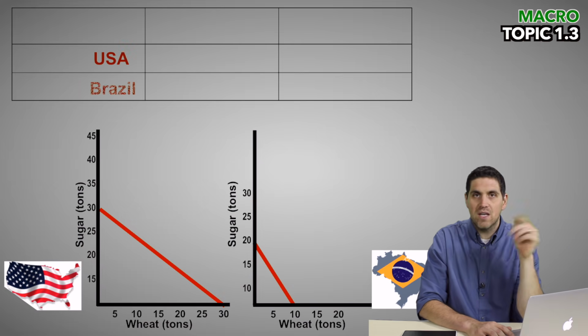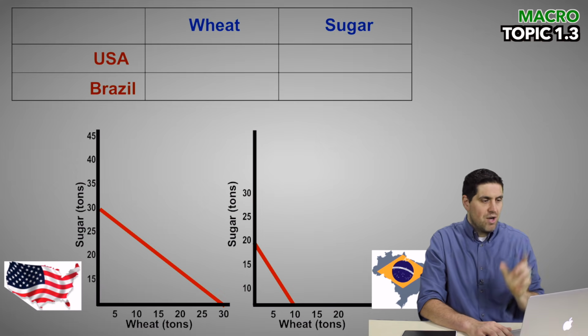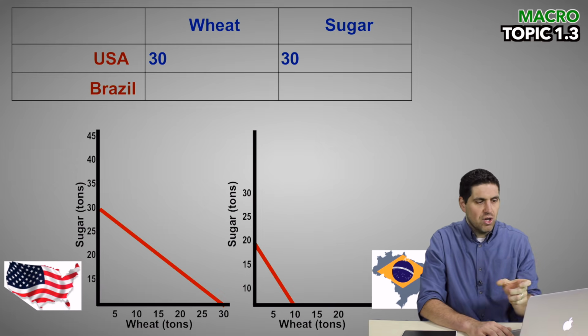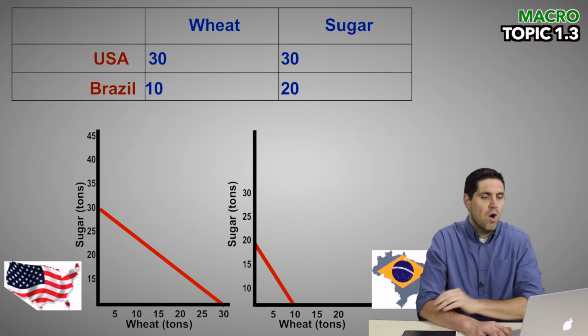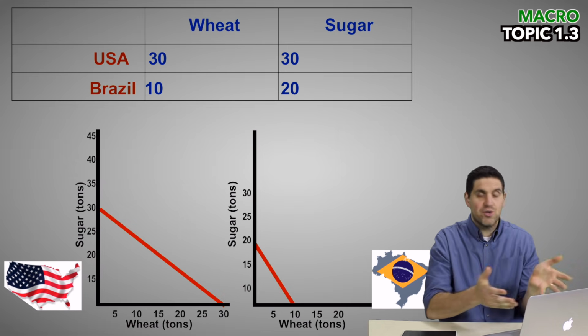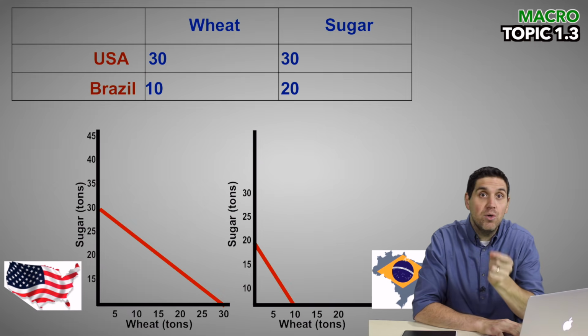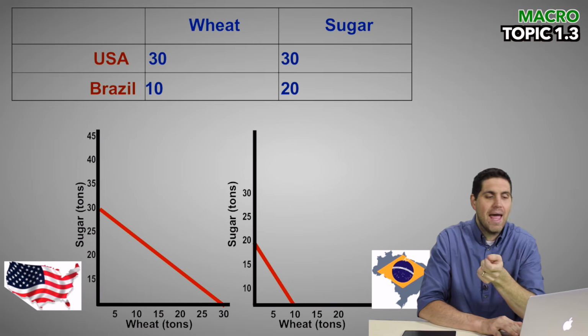So I've got the countries, US and Brazil. On the top, I've got wheat, I've got sugar. Now I just plug in the numbers. The United States can produce 30 wheat or 30 sugar. Brazil can produce 10 wheat or 20 sugar. So absolute advantage is really easy to spot. It's just whichever country can produce more in this case. So the United States can produce more wheat. They have an absolute advantage in the production of wheat and in sugar.